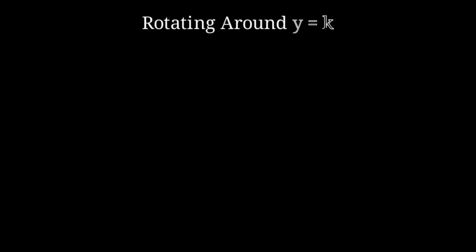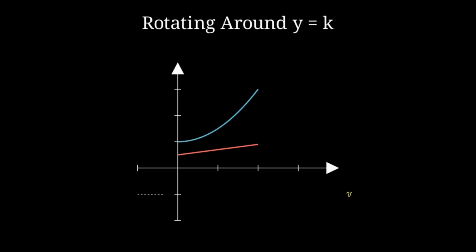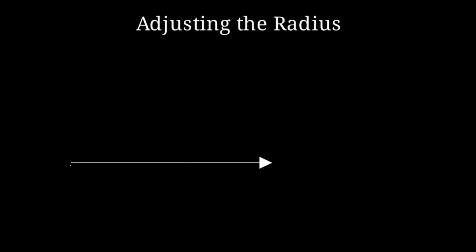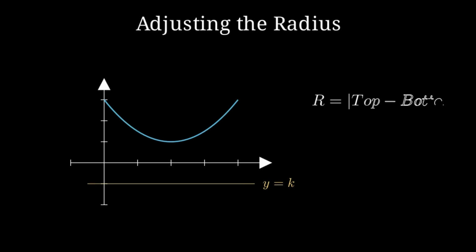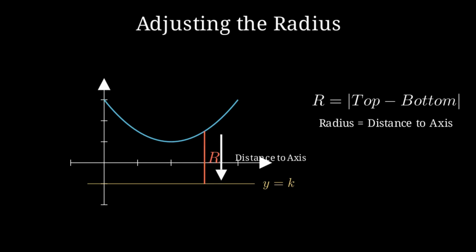Advanced cases involve rotating around lines other than the axis. If we rotate around y equals -1, the distance from the axis changes. The radius is no longer just the function value, it is the function value minus the axis value. This shifts our radii calculations. Always remember, the radius is the distance from the curve to the axis of rotation. If the axis is y equals k, the radius is the absolute difference between the function and k. This ensures that even when the solid is shifted in space, we accurately capture the dimensions of each washer.